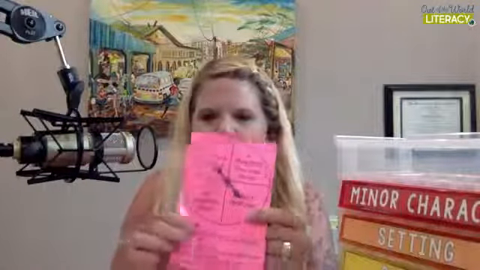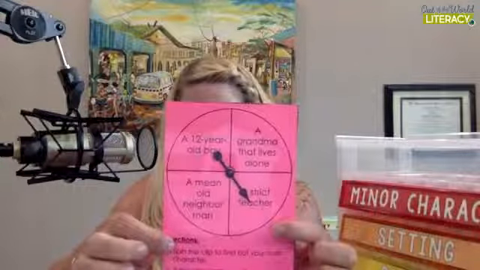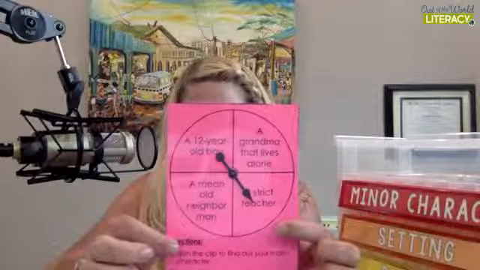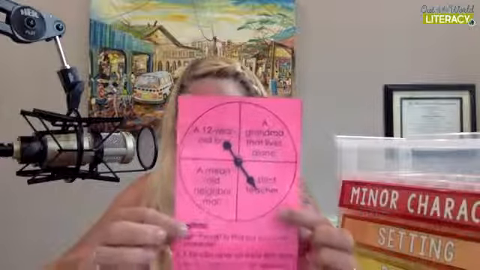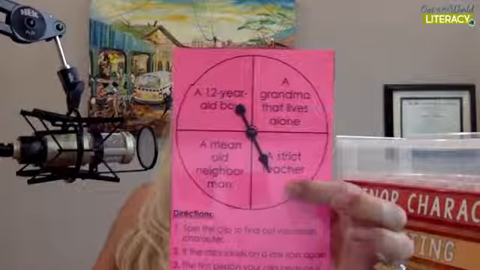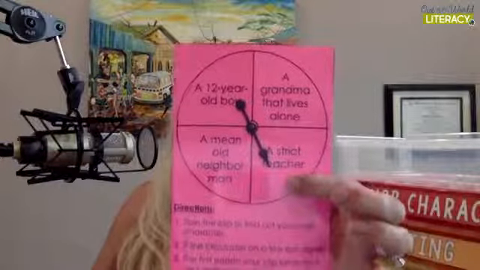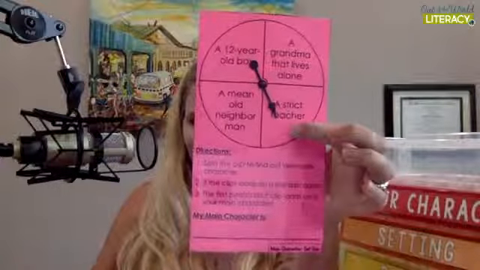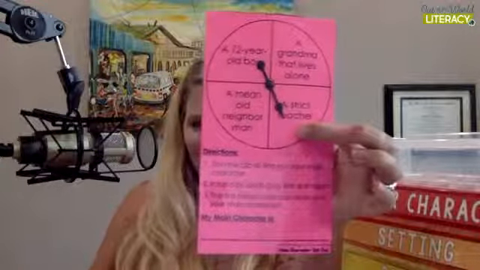And then I used these little spinners you can see here. You can also use brads and a paper clip, or you can get these little spinners on Amazon, and they're really fun. So the kids have to spin. They work better when you're on the table. There we go, spin. And so, for example, if they land on this, that means that they have to use a strict teacher as their main character in their story, which is really kind of fun.